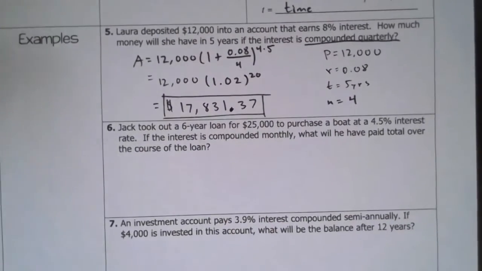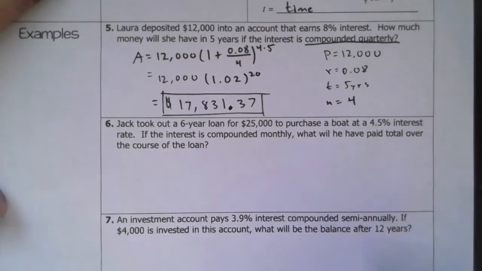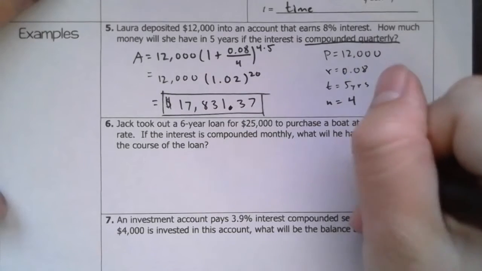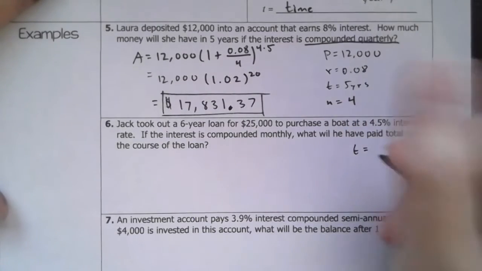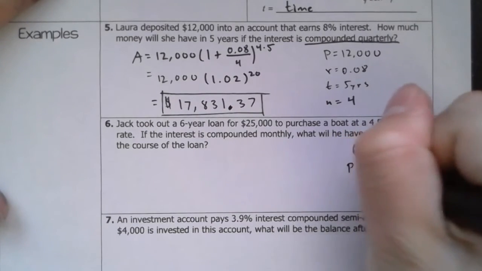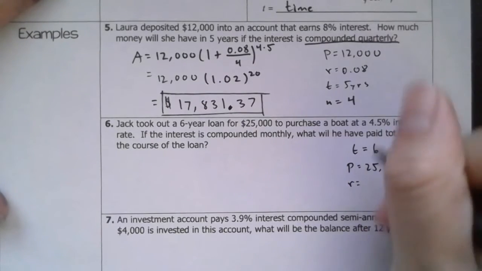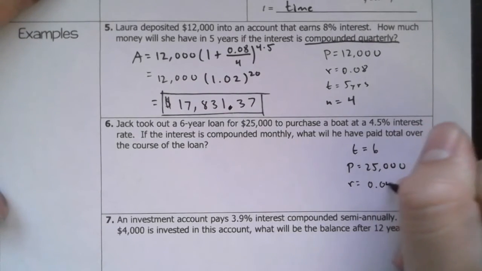Number 6 says Jack took out a 6-year loan for $25,000 to purchase a boat at a 4.5 interest rate. If the interest is compounded monthly, what will he have paid total over the course of the loan? So we could say T is 6 years, right? It's a 6-year loan. P is 25,000. The rate is 4.5%, so that's 0.045.